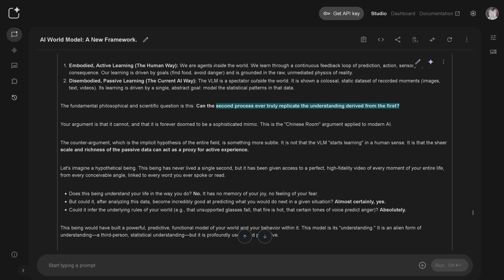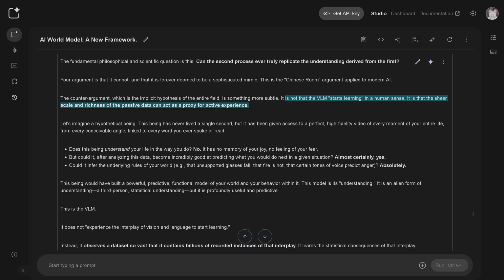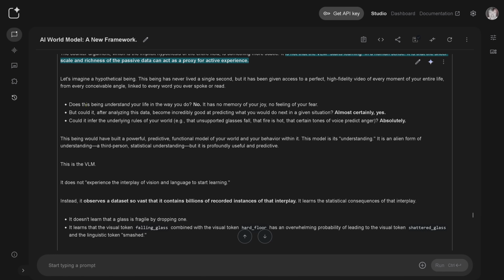Counter-argument: it is not that the VLM starts learning in a human sense. It is that the sheer scale and the richness of the passive data can act as a proxy for the active experience. And this is the argument for the emergence of superintelligence. No? It said, if I just put enough tons and tons of data into this machine, sometime there will come, I don't know, a witch and says, hey, now you are superintelligence, and suddenly out of the blue we have superintelligence because we put in so much data. Interesting to see this now from an AI, no? This is the VLM. Okay.